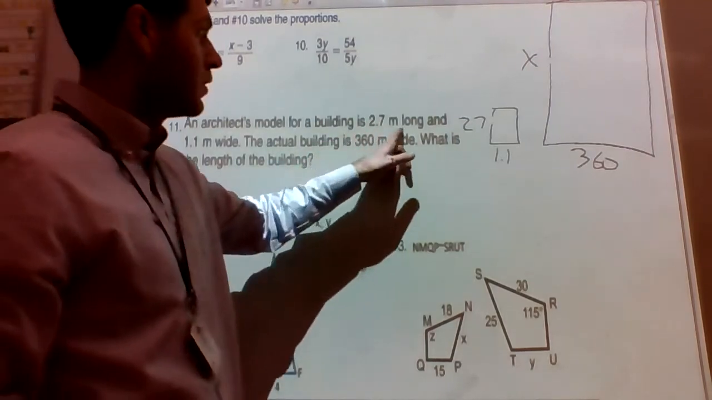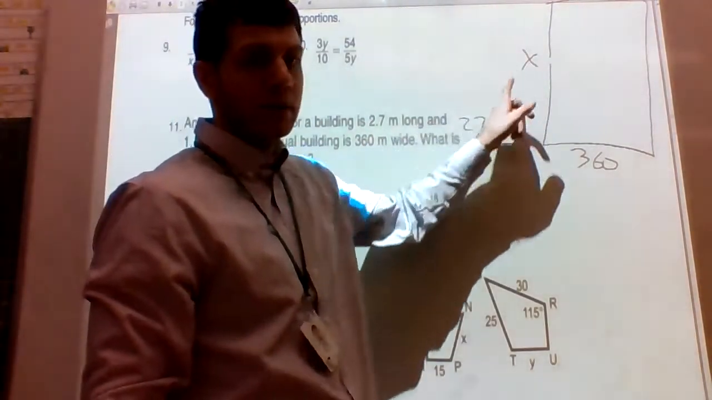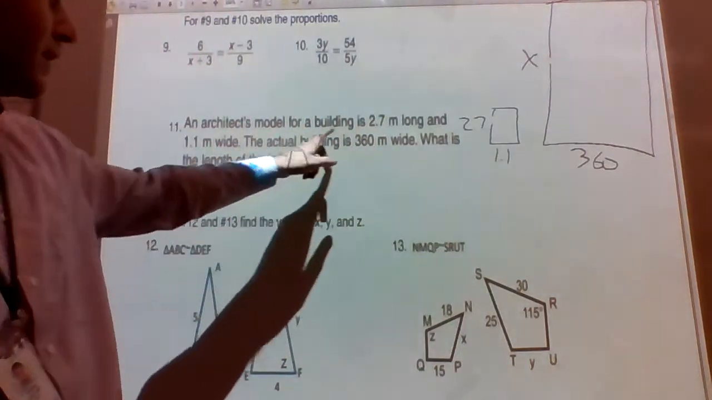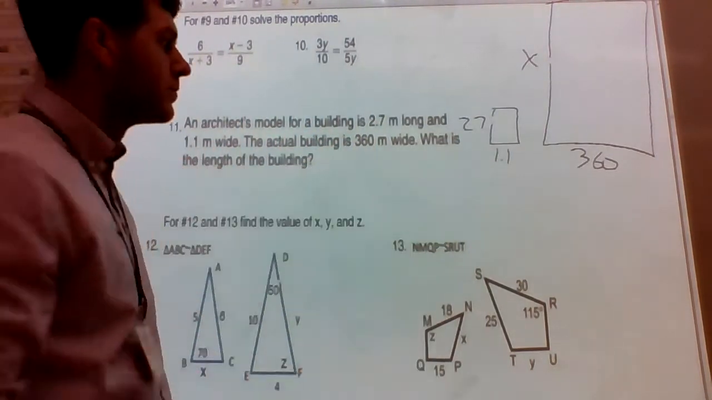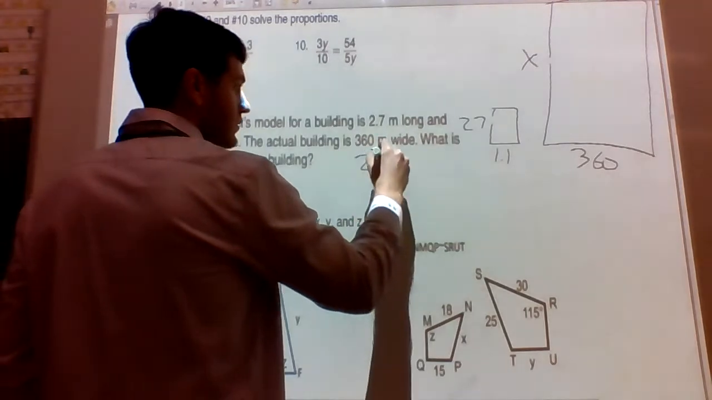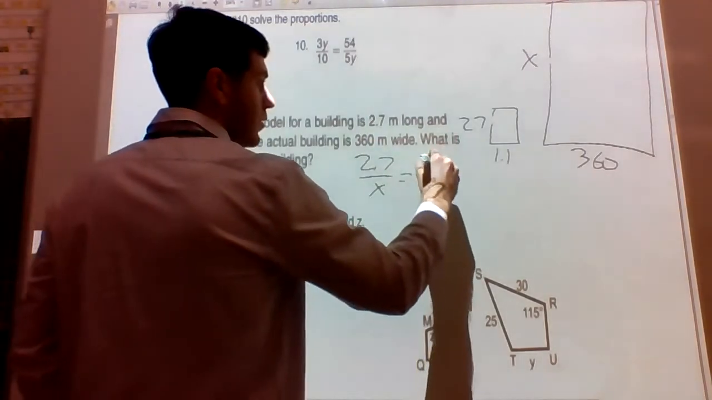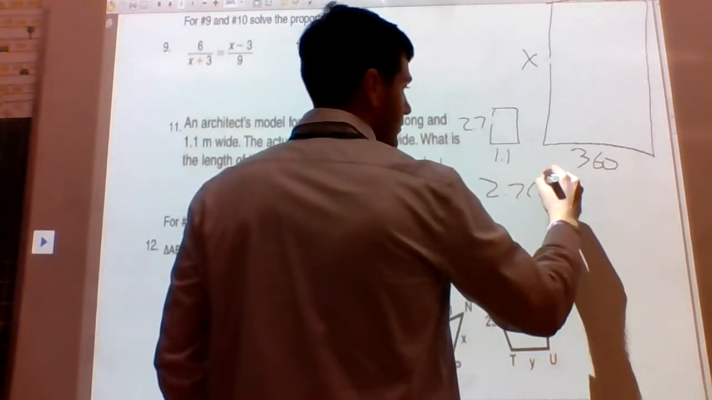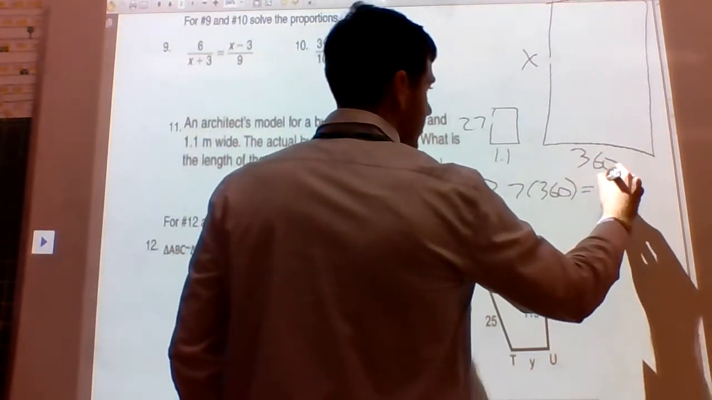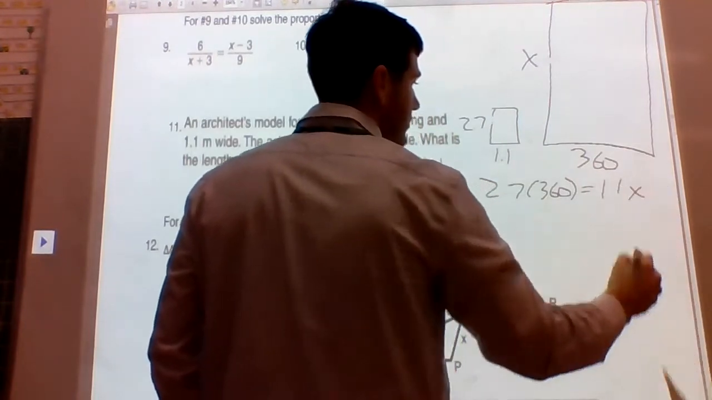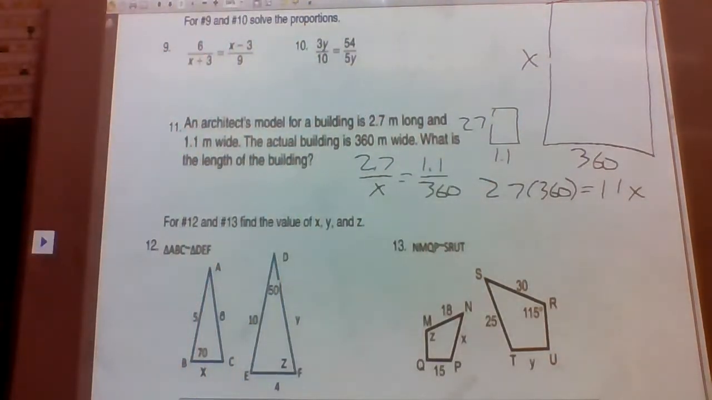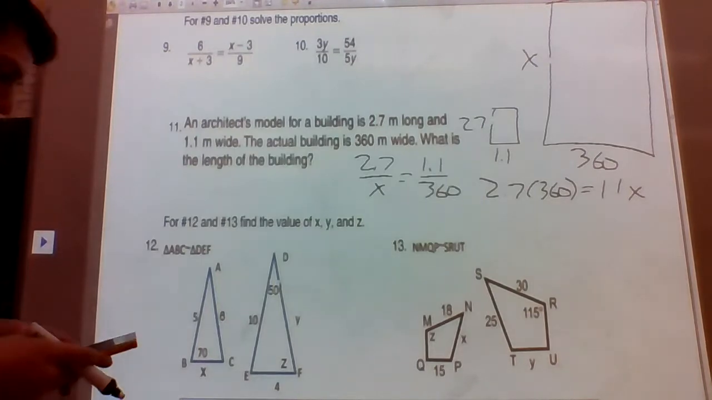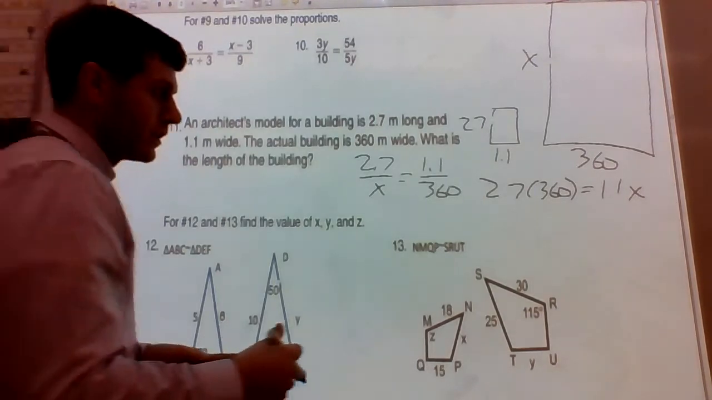So as long as you're putting the long side 2.7, you got to match that up with the x, and the wide side you match up with 360, 1.1 and 360. Okay, we got to set up a proportion. So 2.7 over x is going to equal 1.1 over 360. Cross multiply, you get 2.7 times 360 is going to equal 1.1 times x. 2.7 times 360 is going to be 972.